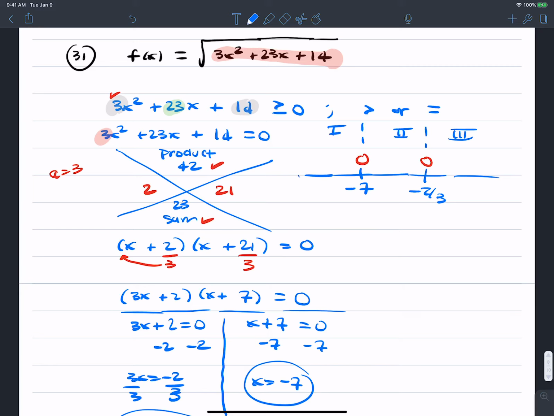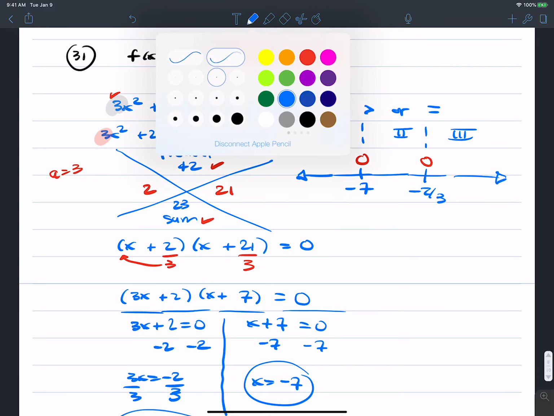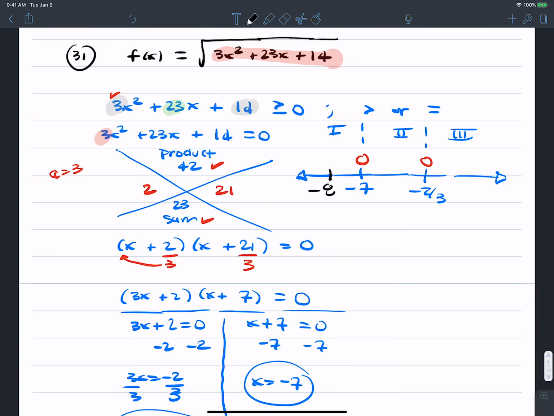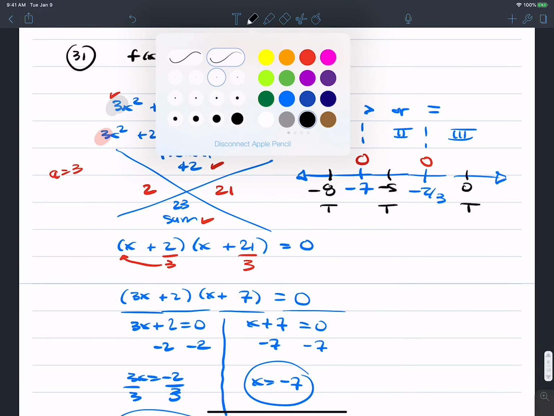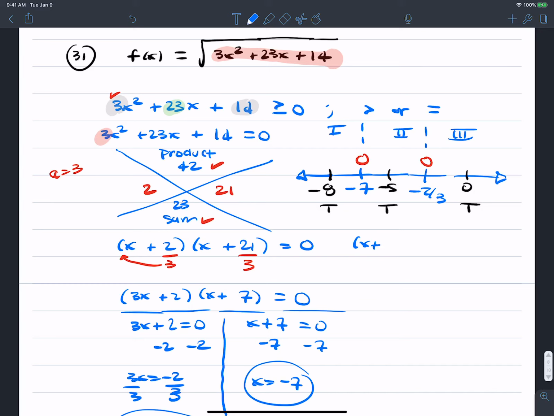We need a test point now. Test point for every region. Negative 8, test point. A number between negative 7 and negative 2/3, negative 5 is available. And a number in region 3, 0 is available. These are my test points. Always use the factored form. (3x plus 2)(x plus 7). Test the product. You're going to test the product for its sign now.